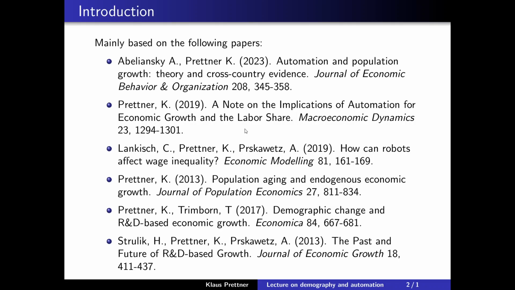A paper I've written on the implications of automation for economic growth and the labor share, published in Macroeconomic Dynamics. A paper together with Clemens Lankisch and Alexia Pryskovets, How Can Robots Affect Wage Inequality, published in Economic Modeling. Then a paper I've written on population aging and endogenous economic growth, published in the Journal of Population Economics.